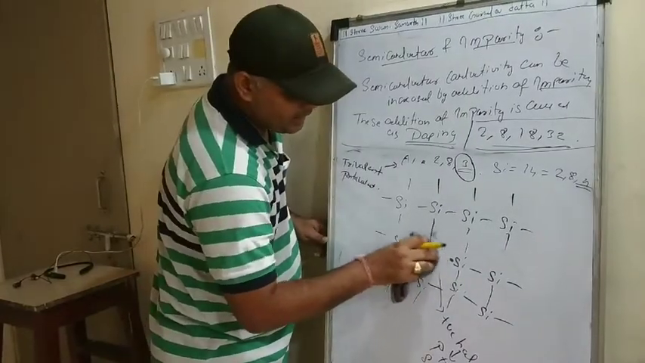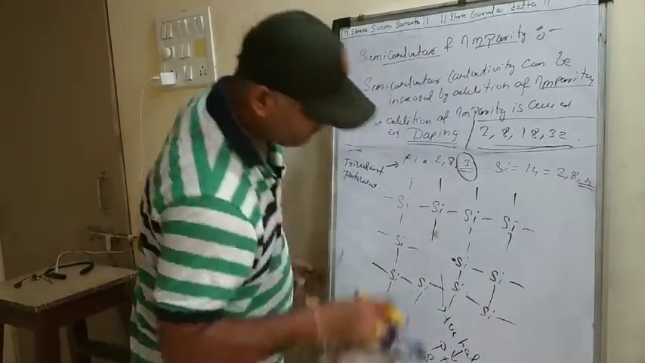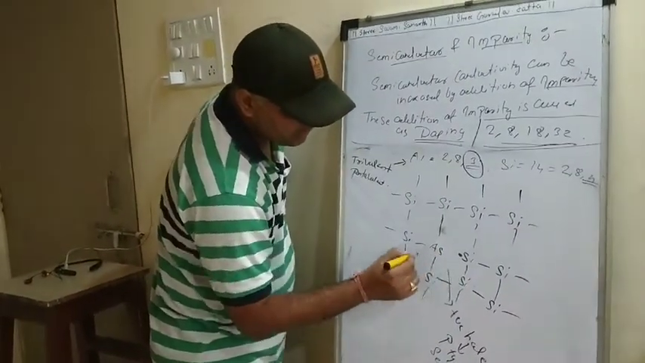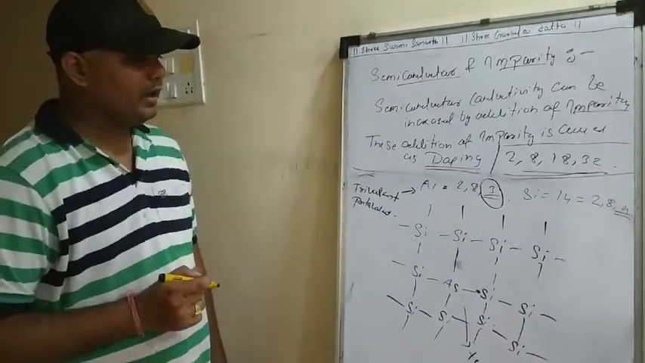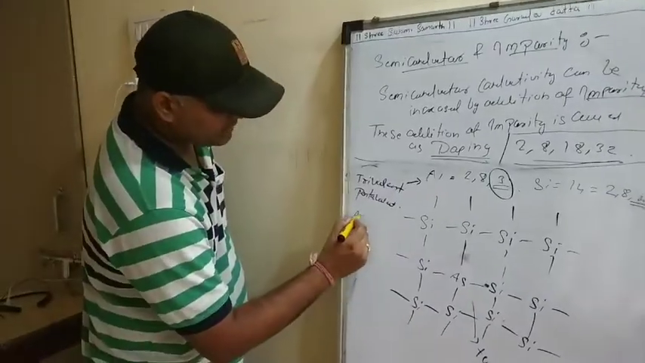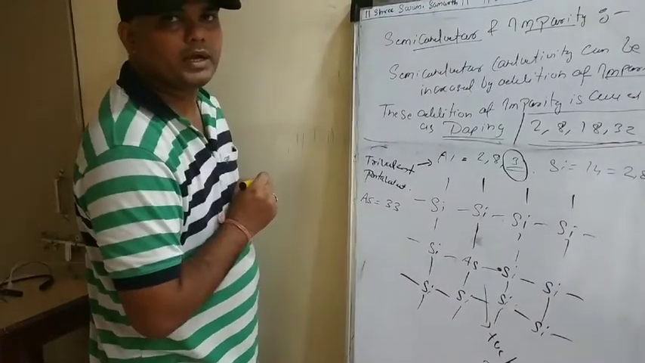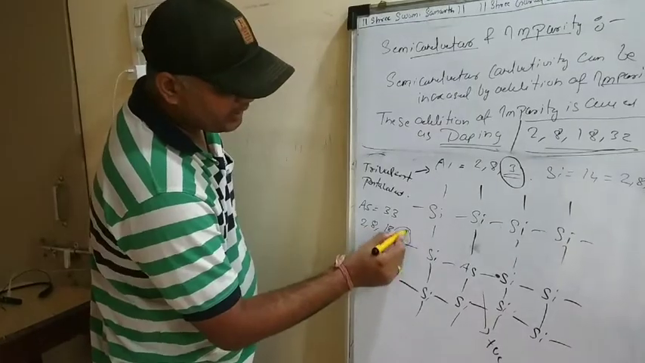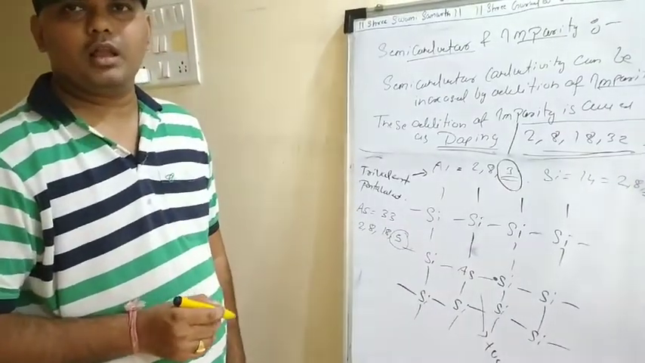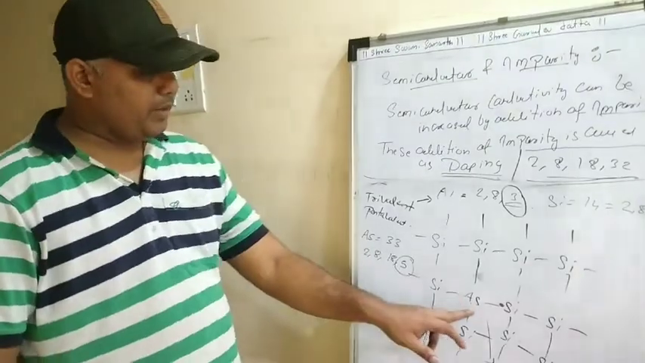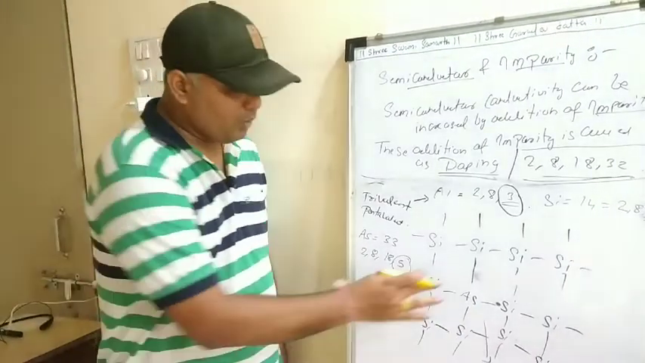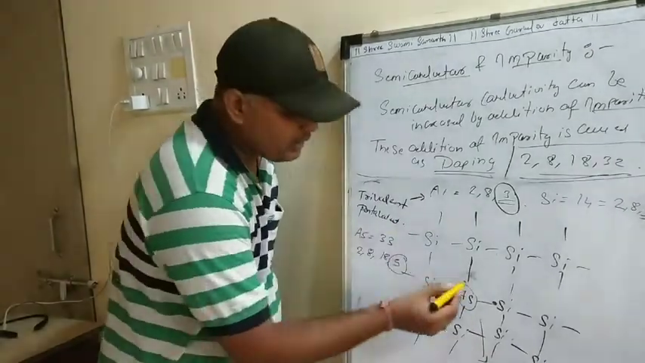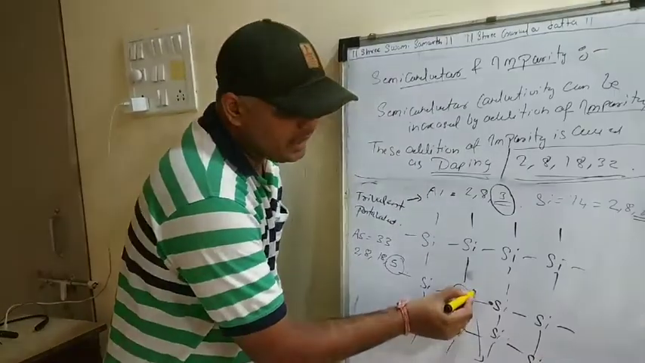Now let's add the pentavalent impurity. For adding the pentavalent impurity, I'll take the arsenic, right? See, arsenic has atomic number 33, 2, 8, 18 and 5. It contains 5 electrons in its outermost shell. So the valency is 5. How many bonds can it form? 5. 1, 2, 3, 4, right? And one more is remaining. That will be acting as the electron, right?